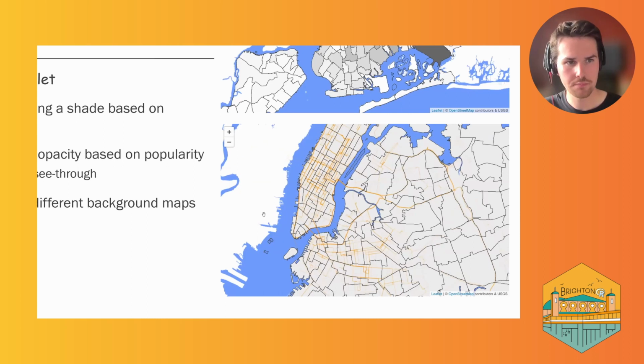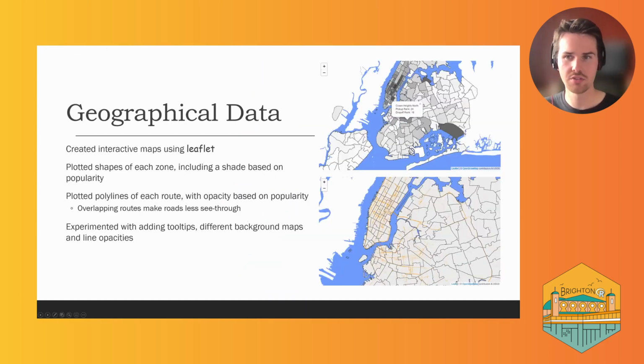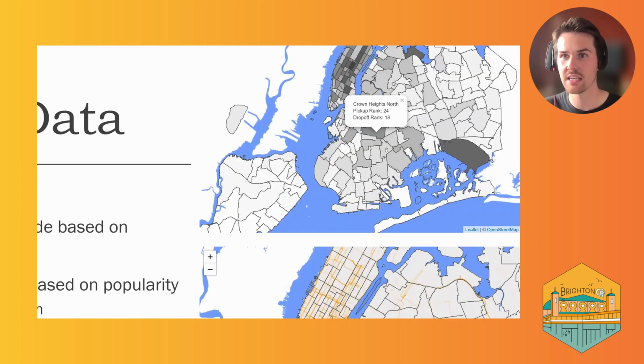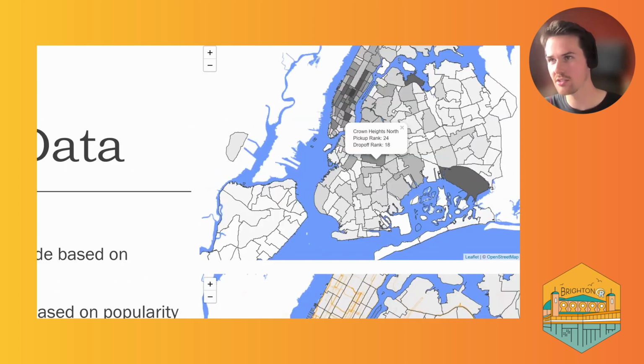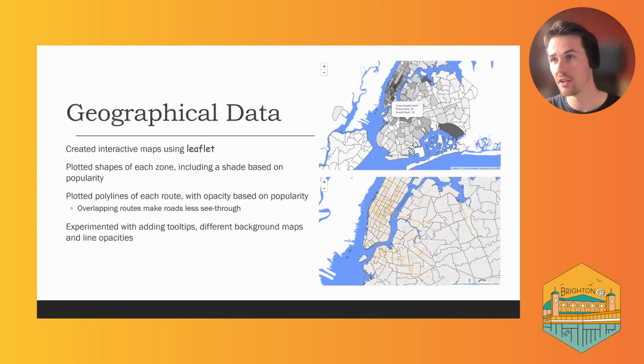So another thing I tried was adding tooltips to the zones. When you click on a zone, it gives you some information about it. You can see here, I've clicked on Crown Heights North, and it tells me that it is Crown Heights North, and it gives me the rank of how popular it is in terms of pickups and drop-offs. And these are all interactive. Obviously, these are screenshots, but in a second, I'll give a little interactive demo.